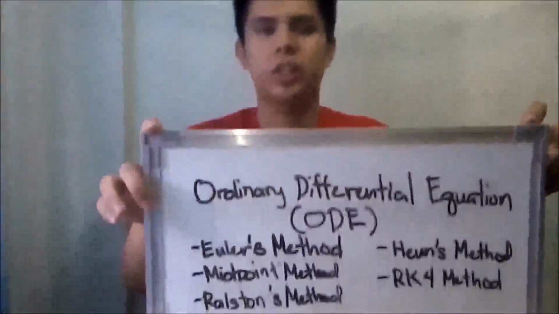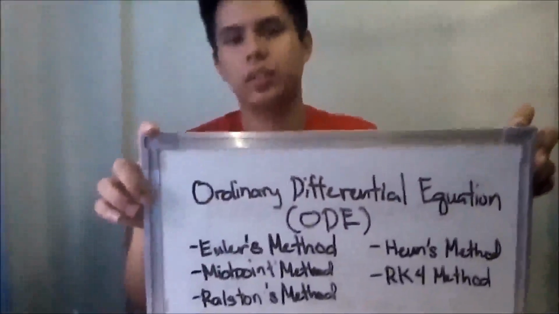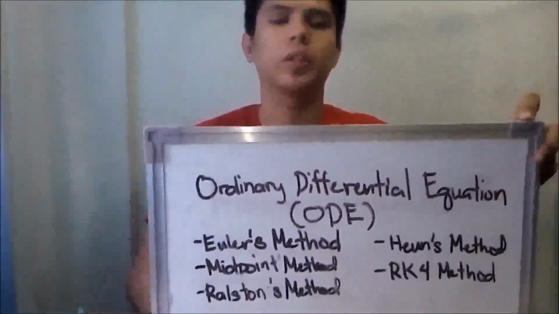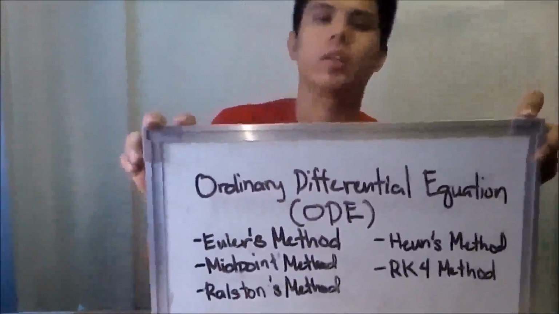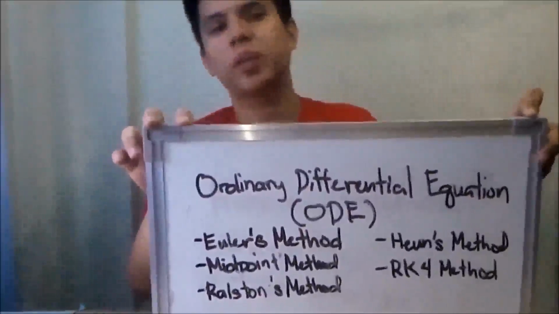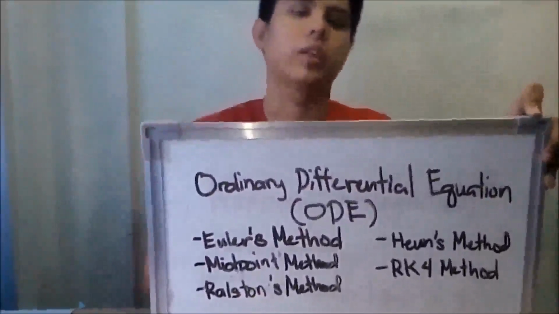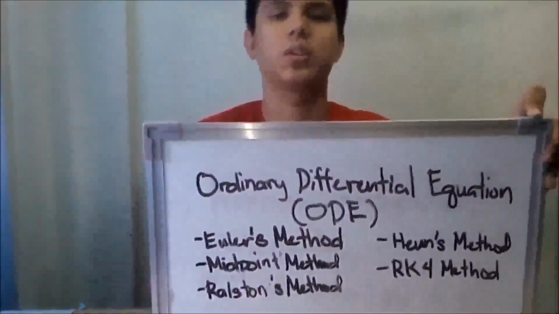The topic that I'm going to teach today is all about ordinary differential equations, ODE. It has 5 methods. The first order, Euler's method. The second order, the Ralston's method, Midpoint Method, and Heun's method. And the fourth order, or the RK4 or the Runge Kutta fourth order method.